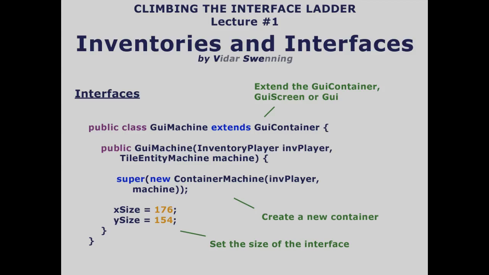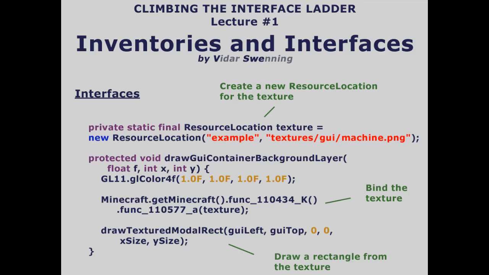Then we had interfaces. So to make an interface, we need to extend GUI container, GUI screen, or just GUI. And the thing I recommend is GUI container. The other ones won't contain enough information for what we're doing here. And in the constructor, we do the super call like that. We give it a container. We create a new container machine with the player's inventory and the machine itself. But we also need to set the size of this interface, and that's of course the size of the texture that we want to use.